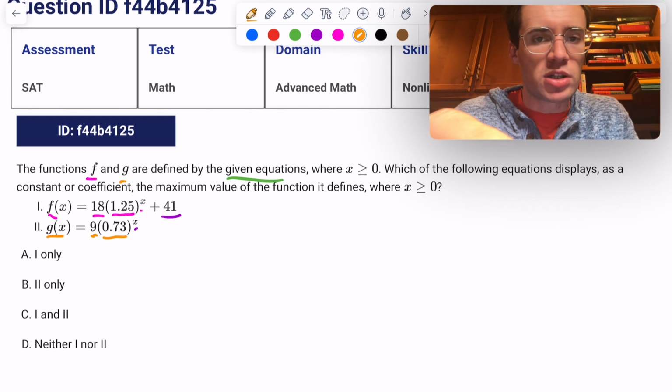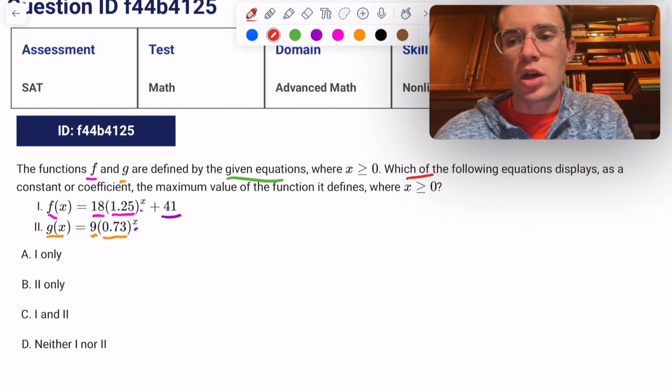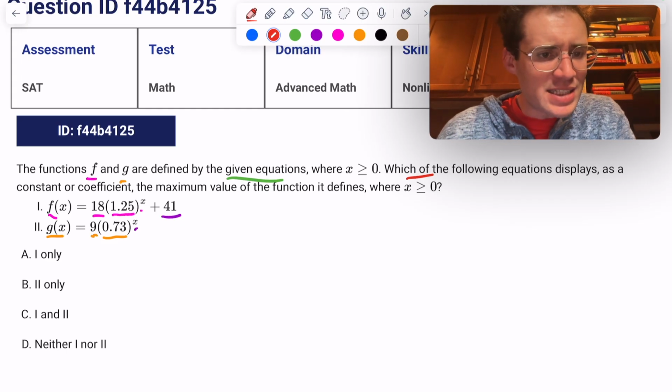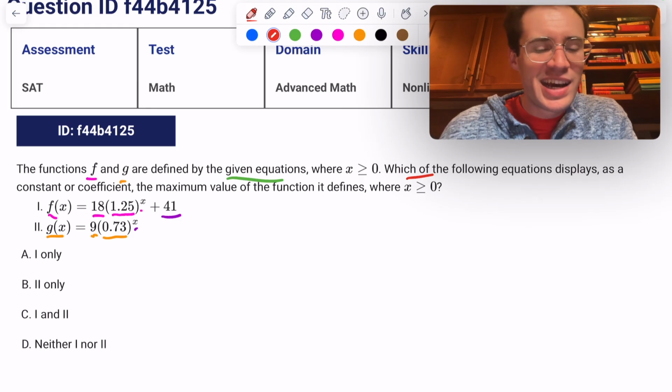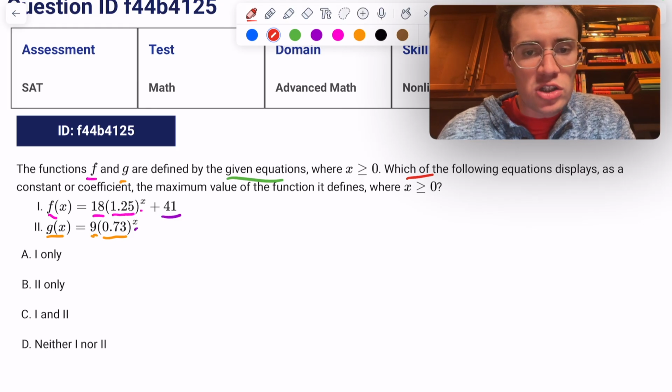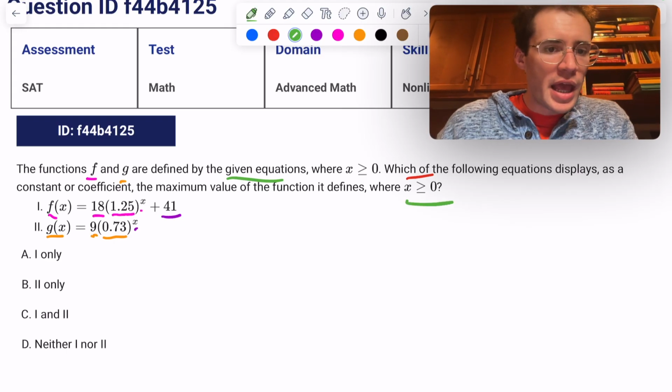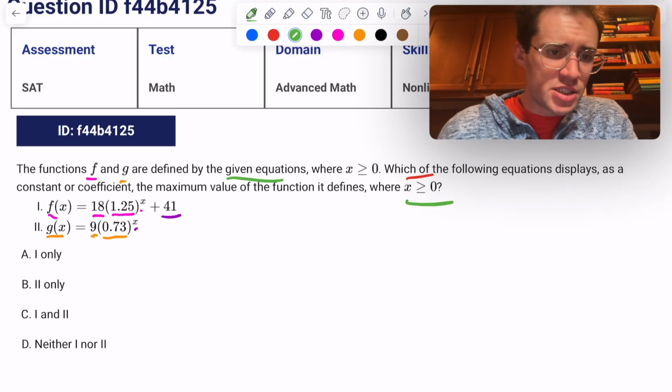I haven't even read the question yet, but it says which of the following equations, so which of these two equations, or potentially both or neither of them, displays as a constant or coefficient the maximum value of the function it defines where x is greater than or equal to 0. So our domain is x is greater than or equal to 0. And the maximum value, okay, we just said what these were.